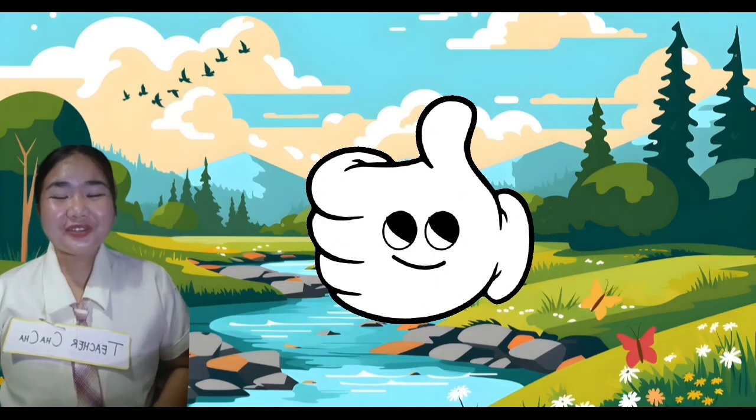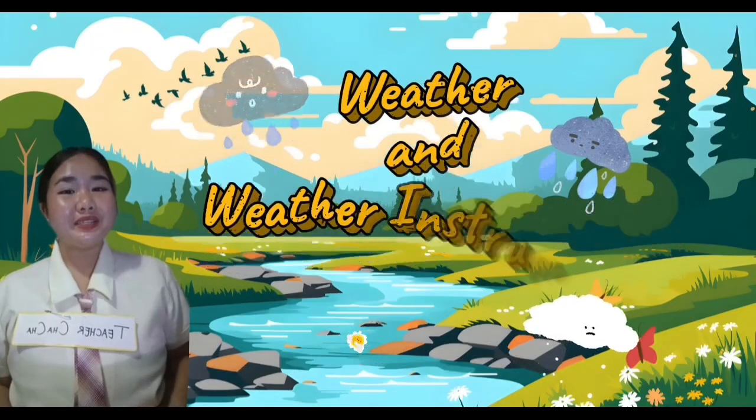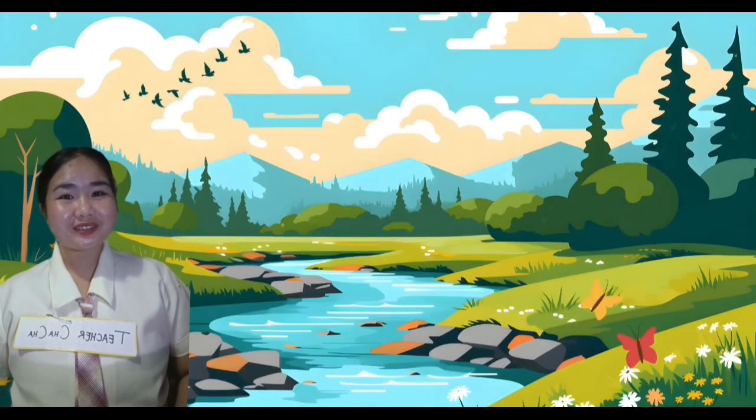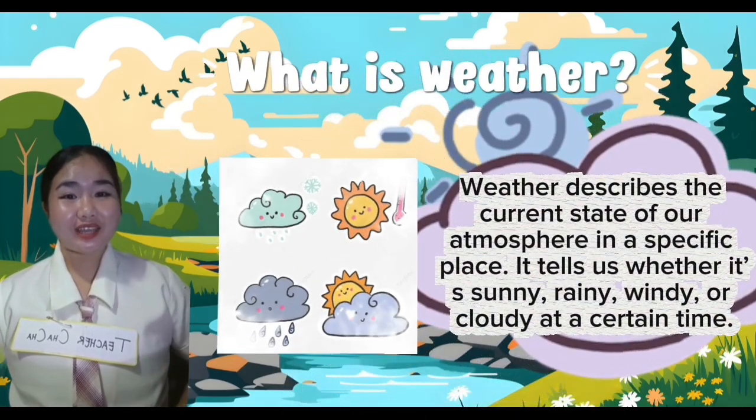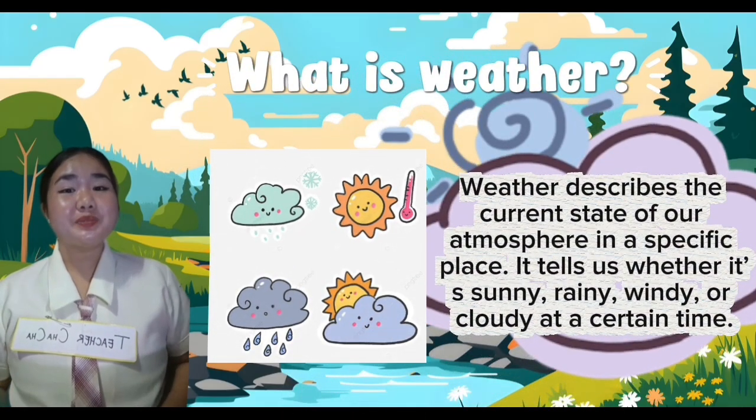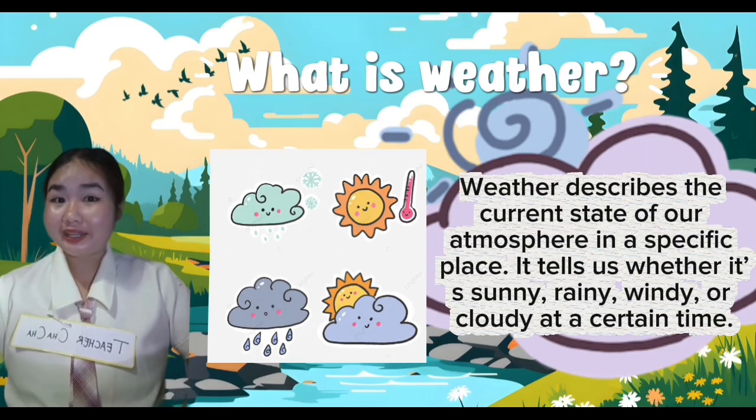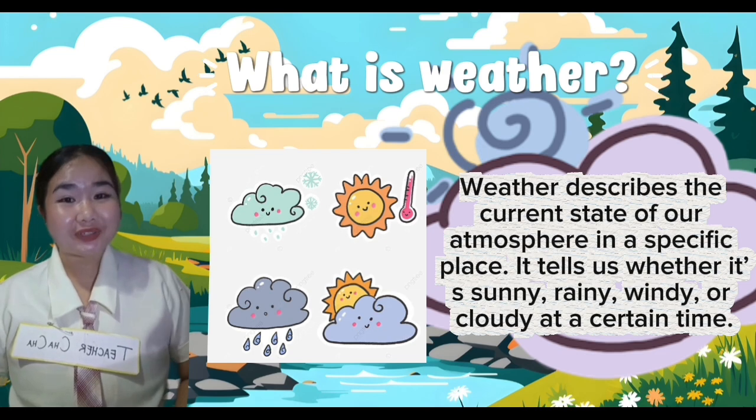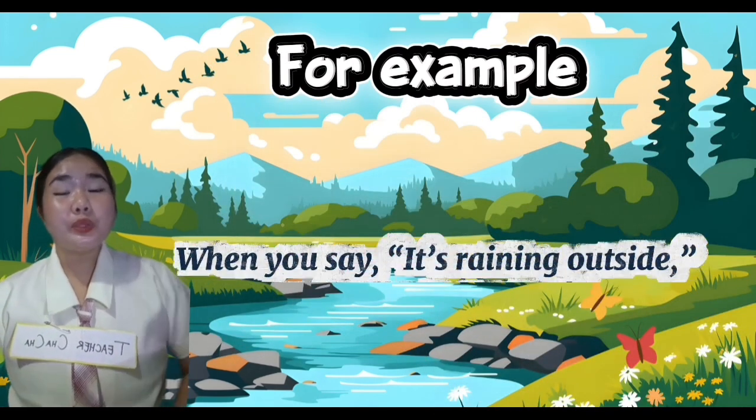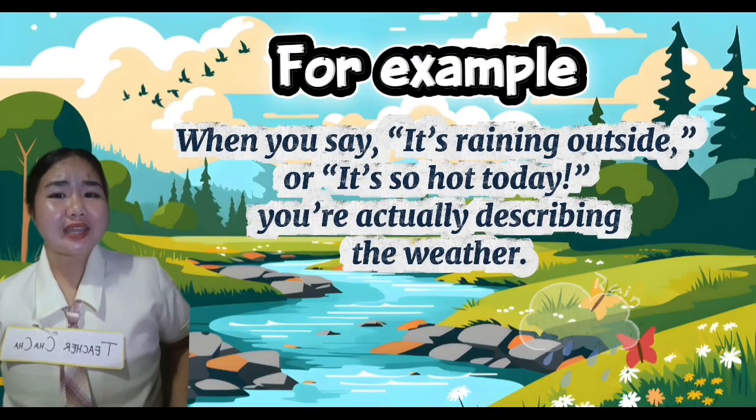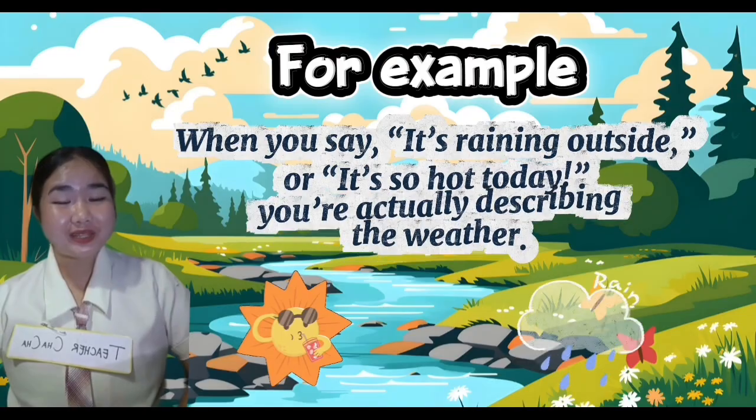Yes, you got it right! Our topic for today is weather and weather instruments. So let's start with a simple question. What is weather? Weather describes the current state of our atmosphere in a specific place. It tells us whether it's sunny, rainy, windy, or cloudy at a certain time. For example, when you say it's raining outside or it's hot today, you're actually describing the weather.